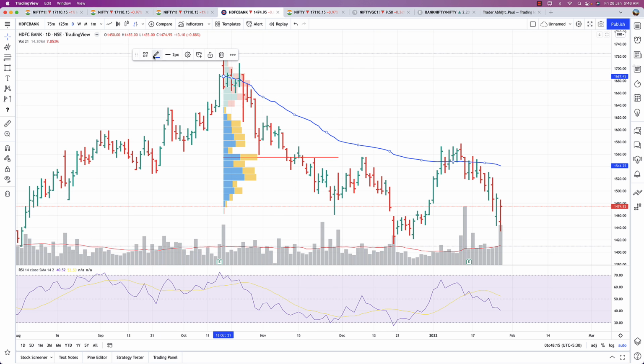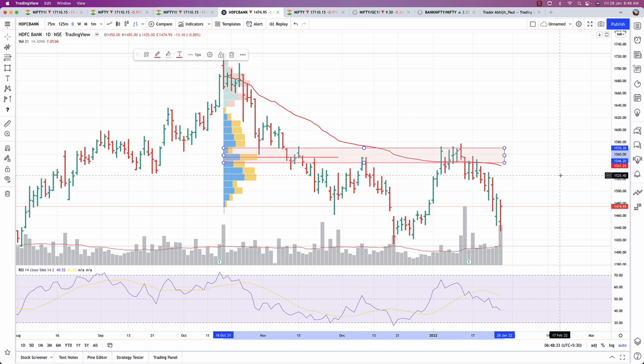Let's mark it red because first we are looking at it as resistances. So it didn't even have the strength to move all the way up till the anchored VWAP. But this point of control did act as very good resistance. Let's mark this with a small rectangular box like this.